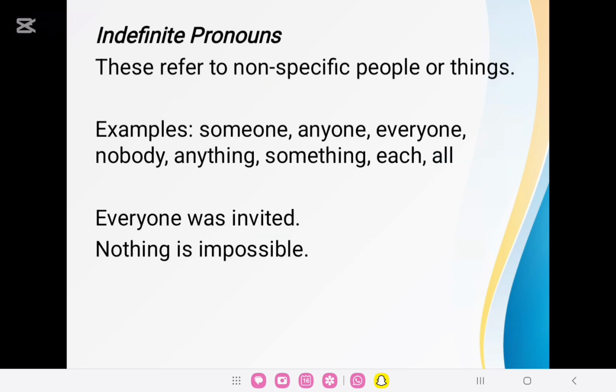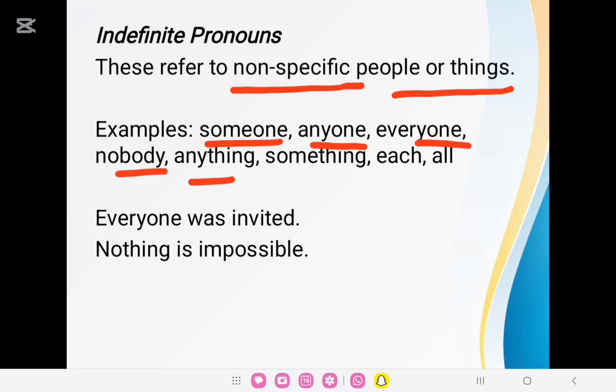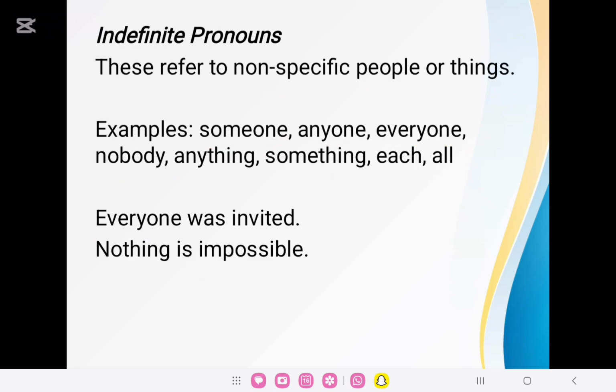Next we have indefinite pronouns. These refer to non-specific people or things, like someone, no one, nobody. Examples are someone, anyone, everyone, nobody, anything, something, each, and all. Everyone was invited. Nothing is impossible. These are indefinite pronouns.